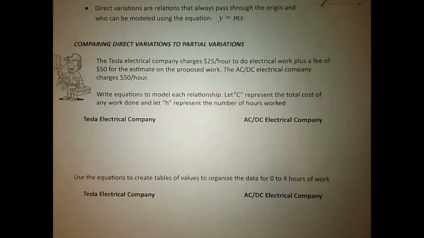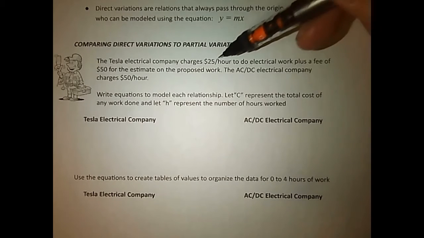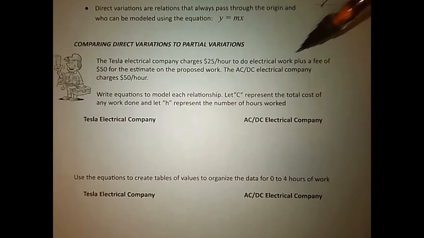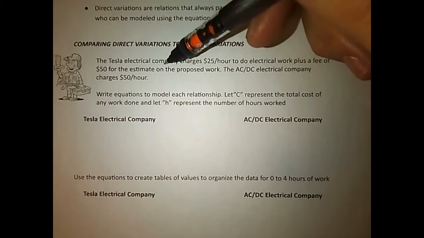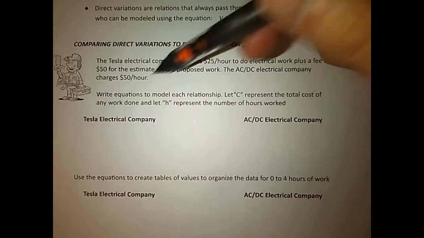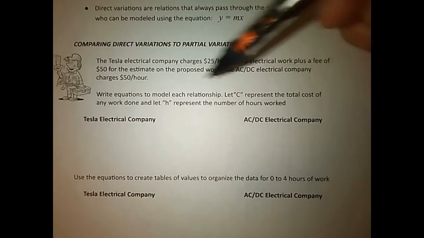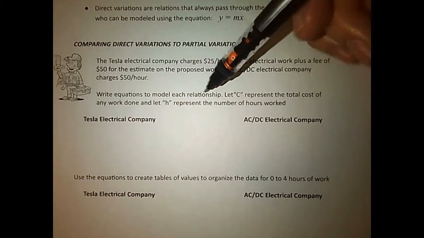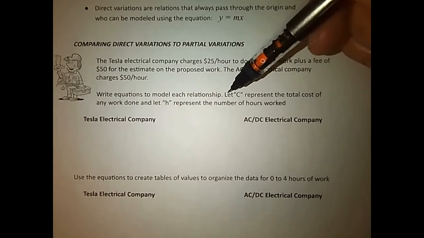So we have the Tesla Electrical Company charging $25 an hour to do electrical work, plus a fee of $50 for the estimate of the proposed work. The AC/DC Electrical Company just charges $50 per hour. So we're going to write equations to model each relationship, and we're given some variables.